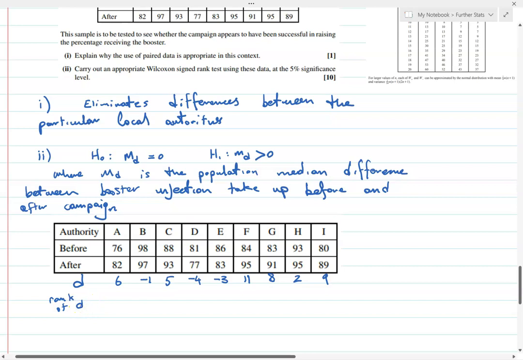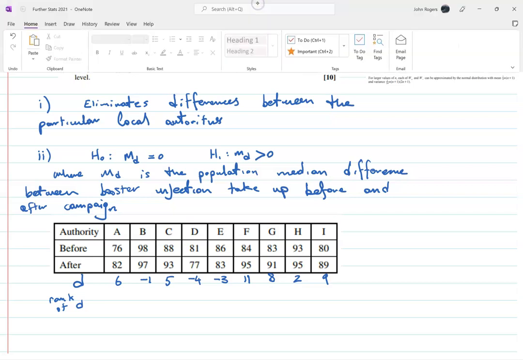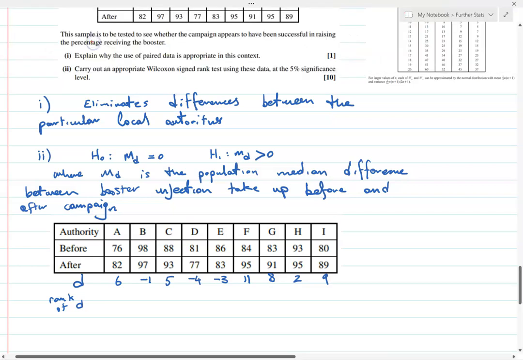And what I tend to like to do here is to first of all just rank them, ignoring the negative sign, and then put the negative sign on afterwards. Let's change the colour. So the smallest is this one here, so that's 1 in magnitude. The next smallest one is the 2 here, so that's 2. Then there's only a difference of 3 here. There's a difference of 4 here. A difference of 5, 6, and there's a difference of 7 here, 8 here, and 9 here.